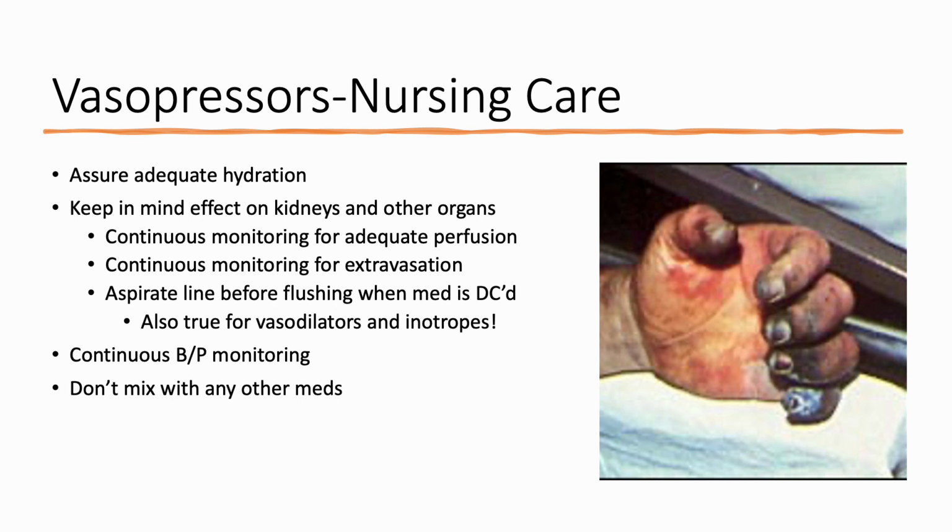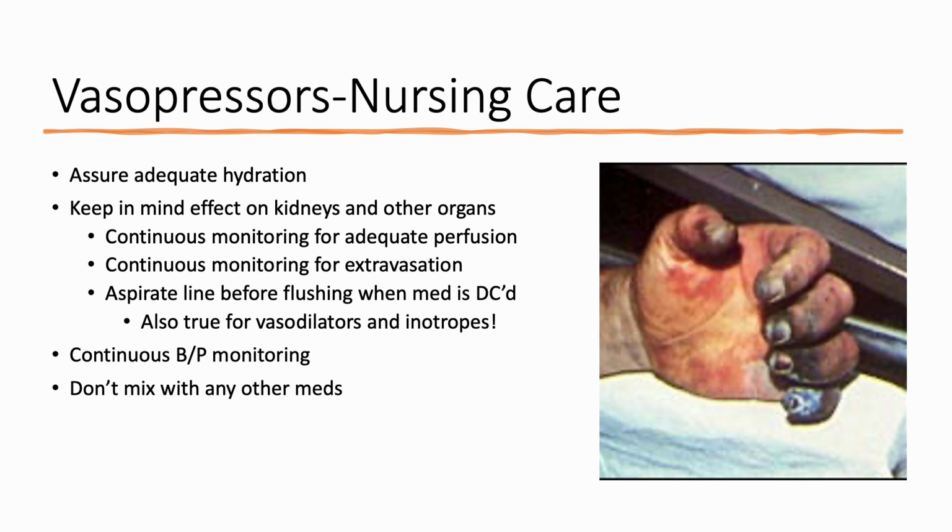You want continuous monitoring for adequate perfusion. Ensure that the patient's organs are receiving sufficient blood flow. This is typically monitored through blood pressure, urine output, and oxygen saturation to assess tissue perfusion. When I look at your MAP, ensure it is greater than 65. Continuous monitoring for extravasation: if vasopressors leak into the surrounding tissue, extravasation can cause severe tissue damage.